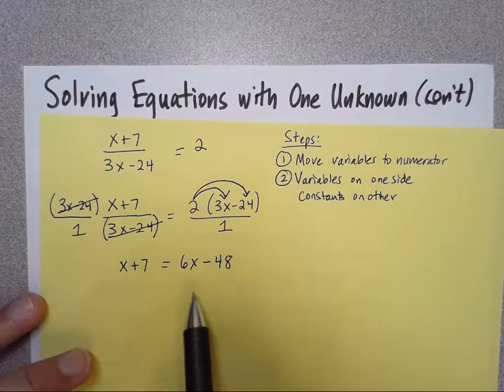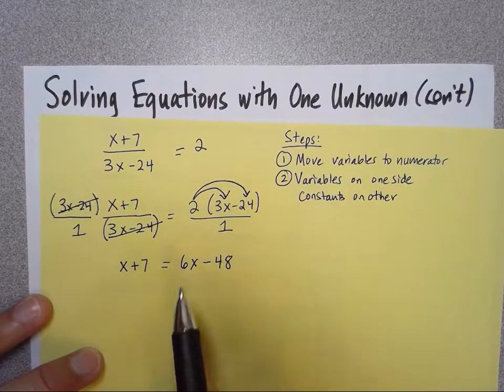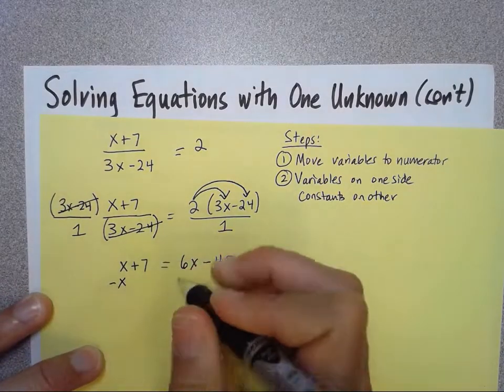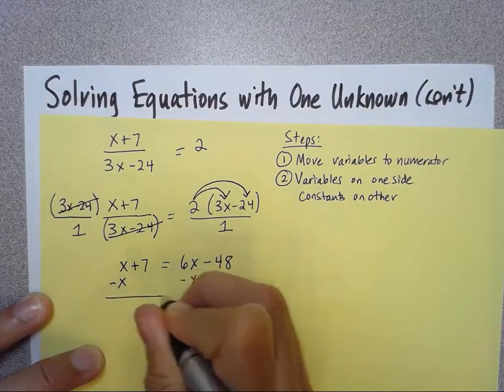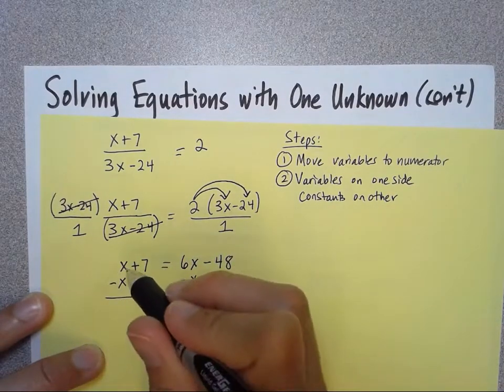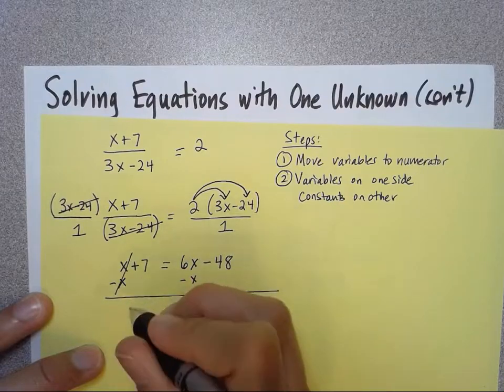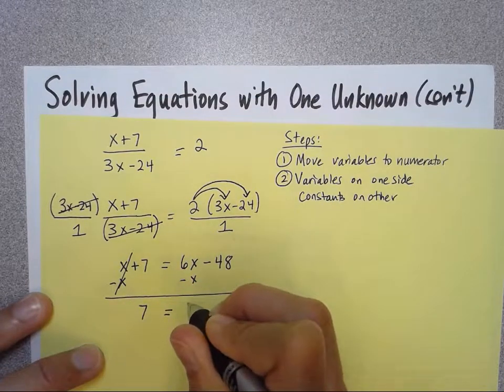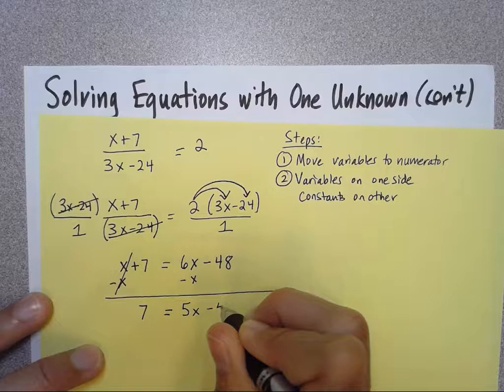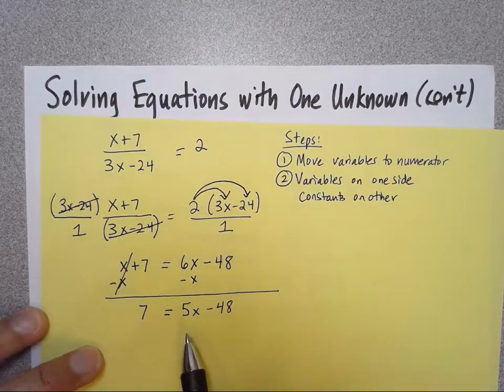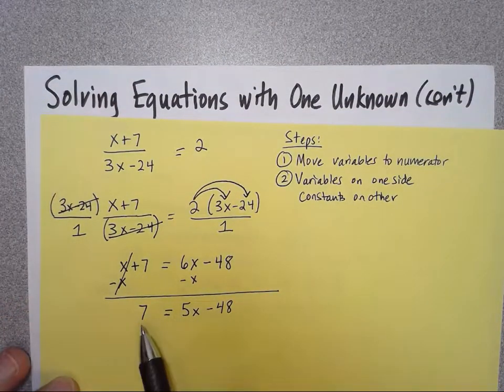So I've got this nice big coefficient here, so I'm going to go ahead and subtract x from this side to start with. It's really up to you. You could have done this a different way. I'll wind up with 7 here, and then I have 5x minus 48. So now I've got my variables on one side, but I have constants on both sides.